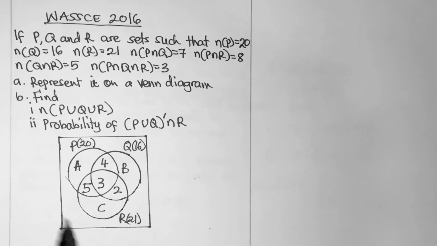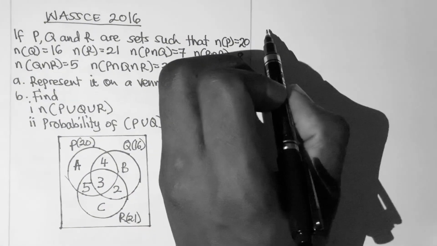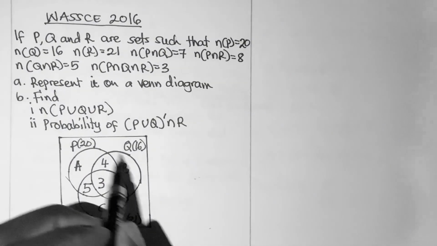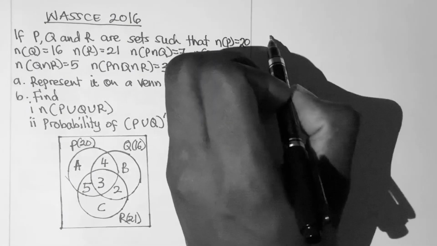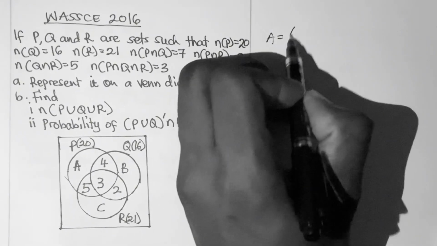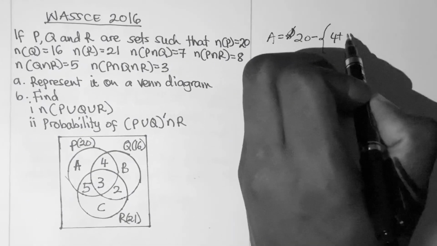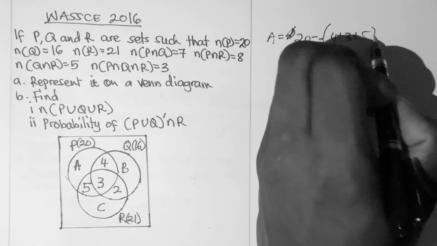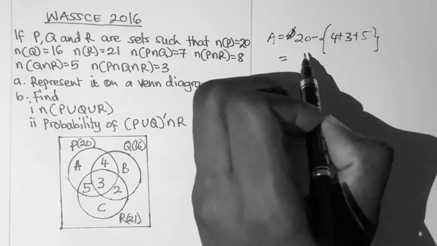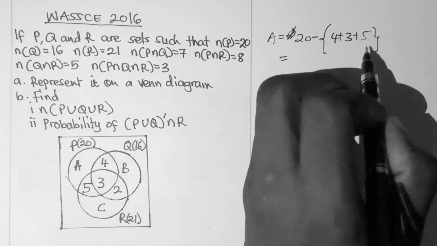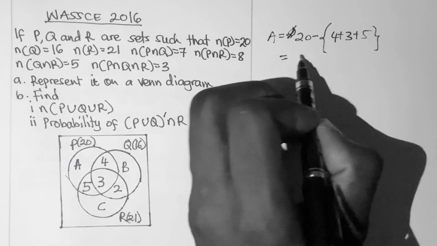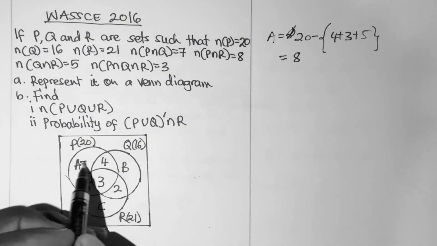So that means we are supposed to find the universal set. However, we can only find the universal set if we know the values of A and then B. So let's first find A. So from A, we know that all of this region is 20. So A is equal to 20 minus 4 plus 3 plus 5. So that is equal to 20. 4 plus 3 is 7. 7 plus 5 is 12. 20 minus 12 is 8.